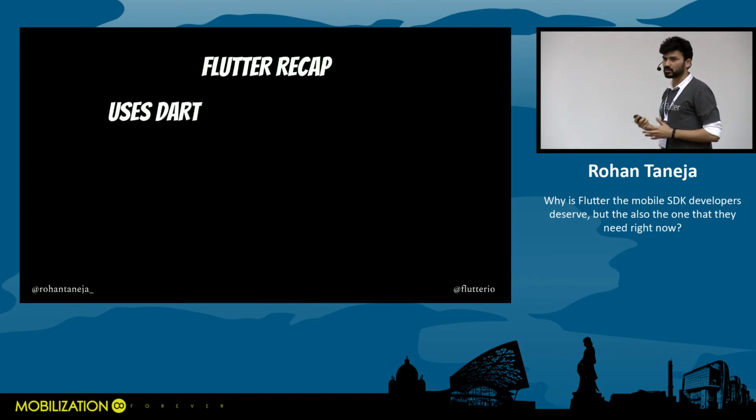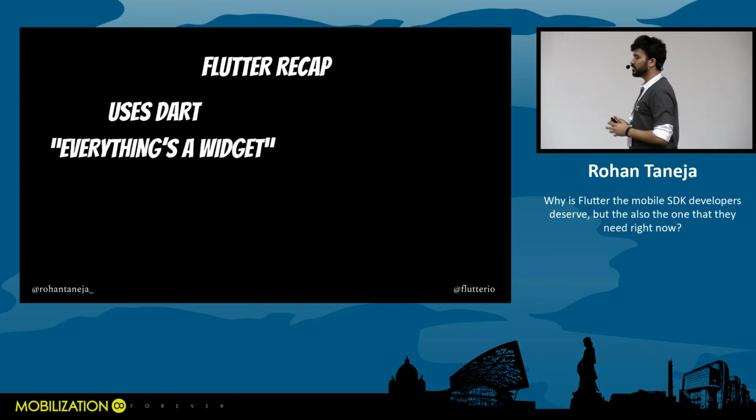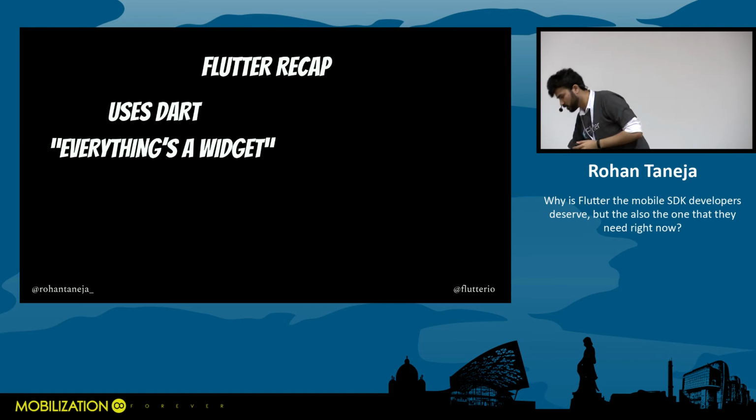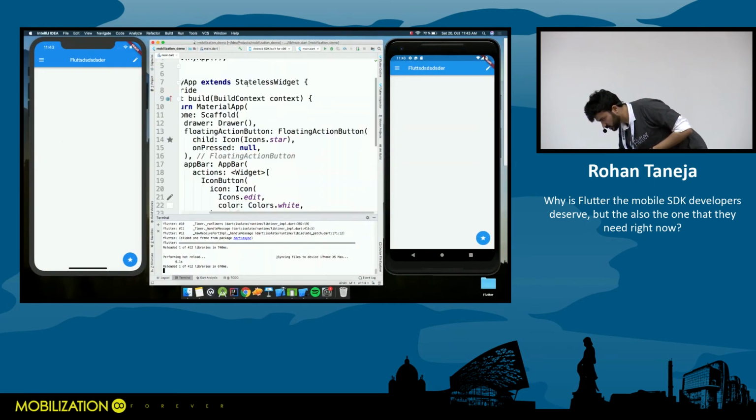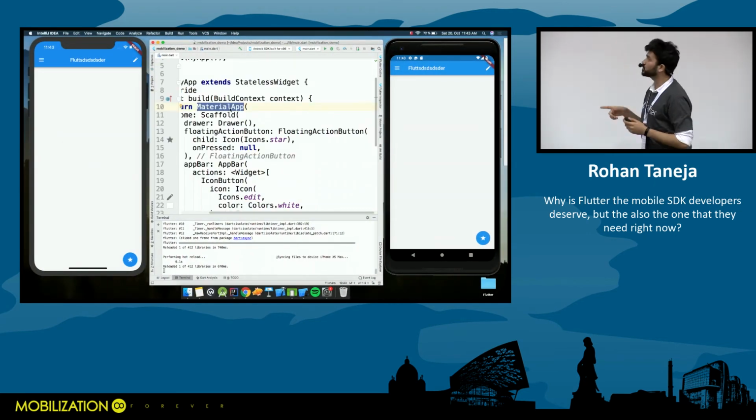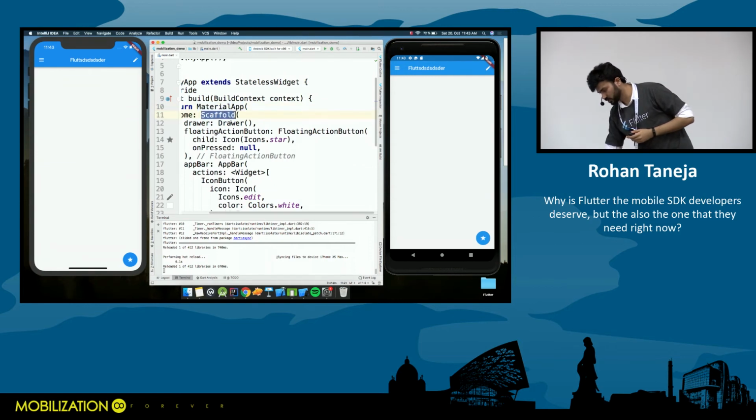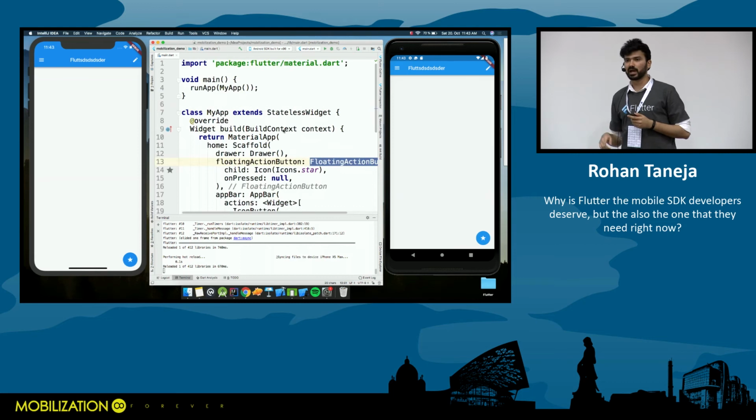Flutter uses Dart, great language, not dead. Everything is a widget in Flutter. So you see the material app over here, that's a widget. Scaffold is a widget. Drawer is a widget. Floating action button is a widget. That means that your whole app is a widget itself. You can replace this material app with a Cupertino app, and this would start looking like an iOS app.